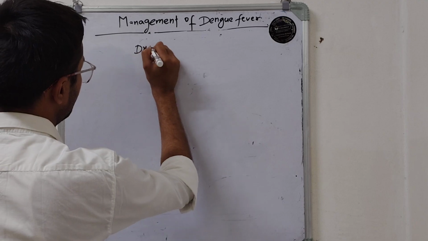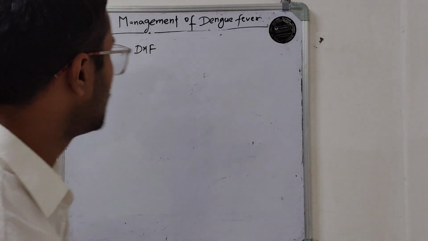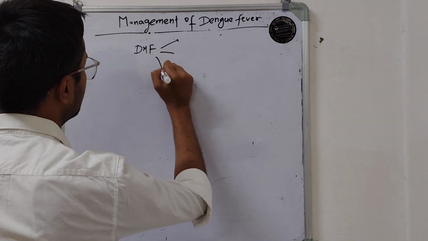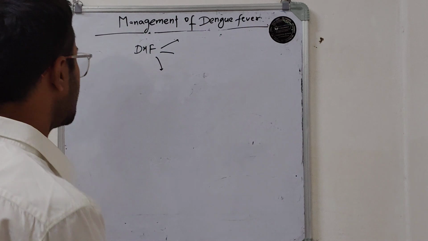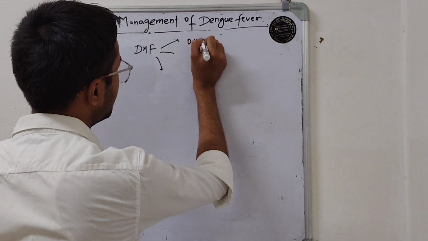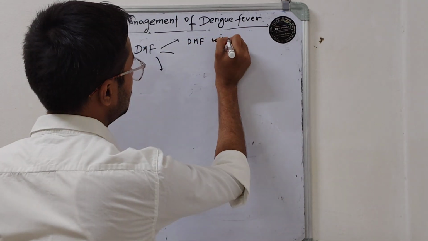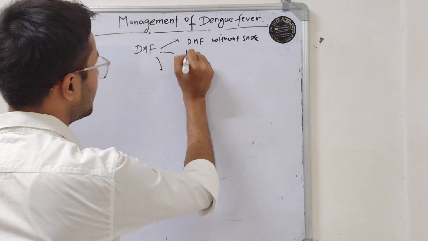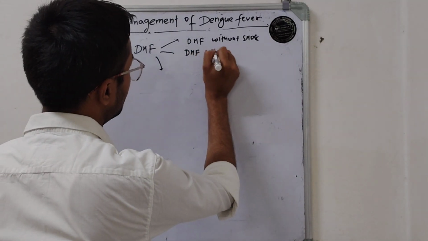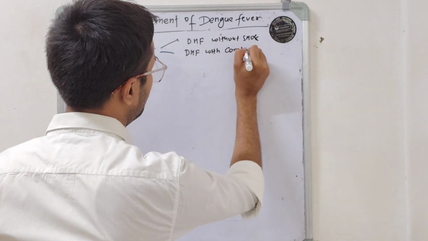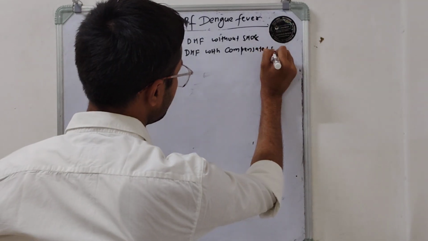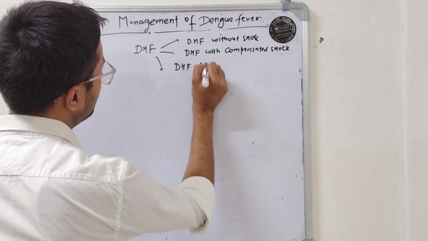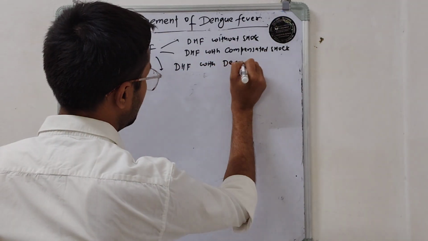Dengue hemorrhagic fever. Okay, so let's see. We further classify dengue hemorrhagic fever into 3 categories. What are the 3 categories? First, dengue hemorrhagic fever without shock. Another is dengue hemorrhagic fever with compensated shock. And the third is dengue hemorrhagic fever with decompensated shock.